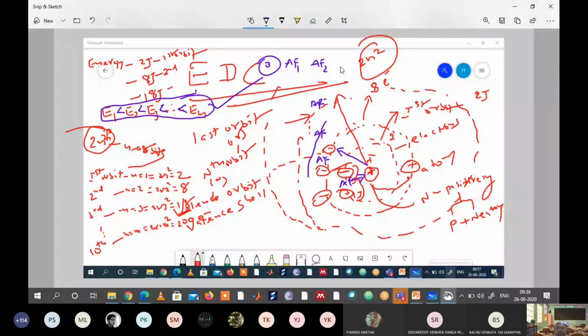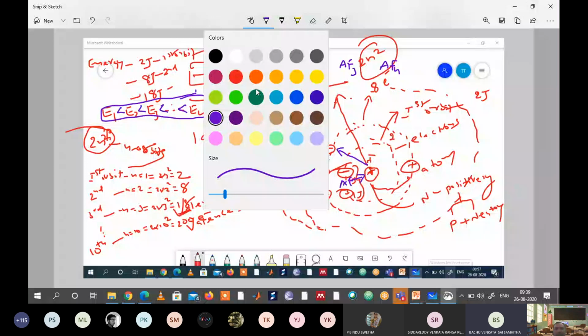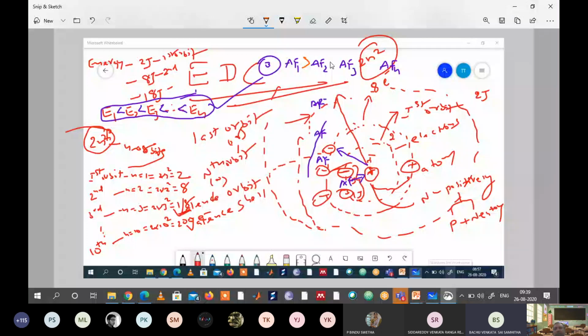Now tell me the relation. Is it less than or greater than? AF1 is greater than AF2, AF2 is greater than AF3, AF3 is greater than so on, AFn minus 1 is greater than AFn. Very, very important point. Please note this point also, which is called attraction force.